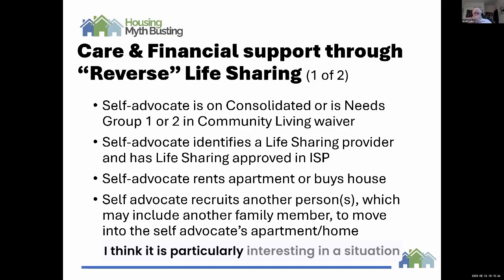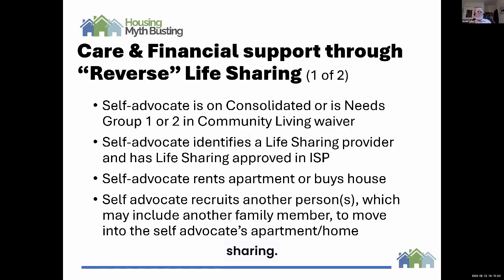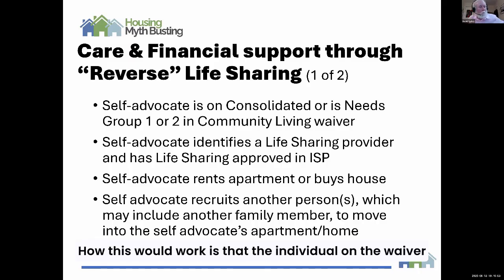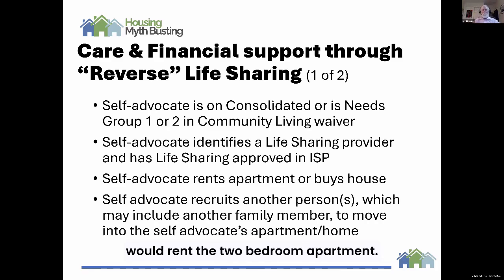I think it is particularly interesting in a situation that came to me where there were two siblings, one of whom was on the waiver, one who was neurotypical, if you will, and they got along well, and they wanted to share a two-bedroom apartment. By using life sharing, how this would work is that the individual on the waiver would rent the two-bedroom apartment. The other individual would then sublease from that individual on the waiver and through life sharing.